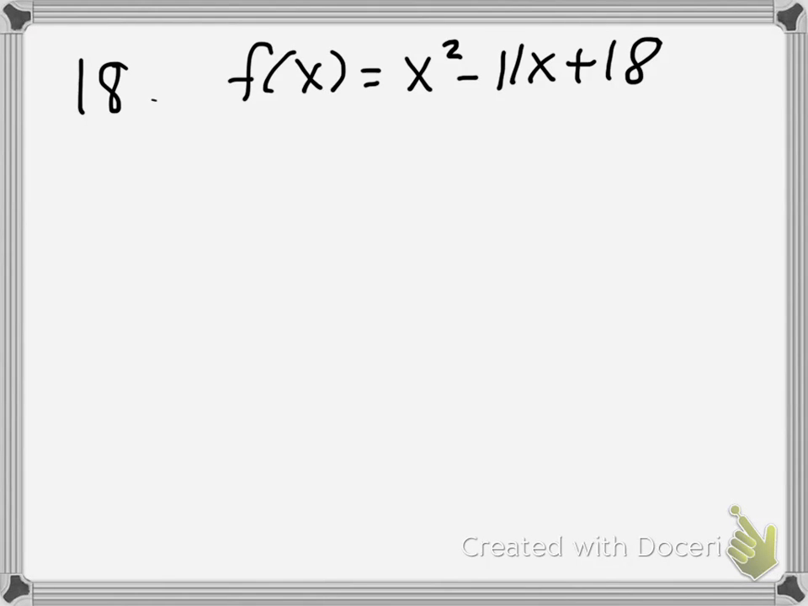Number 18, we're asked to find the zeros. That's exactly what you did in number 17. Zeros is the same as roots or x-intercepts. That's where f of x or y is equal to 0. So the first thing you want to do is set your equation equal to 0.